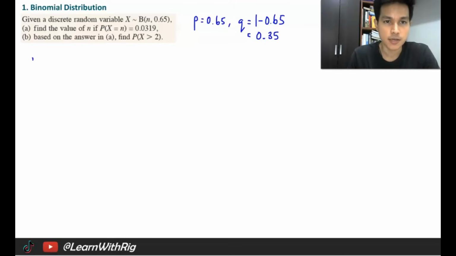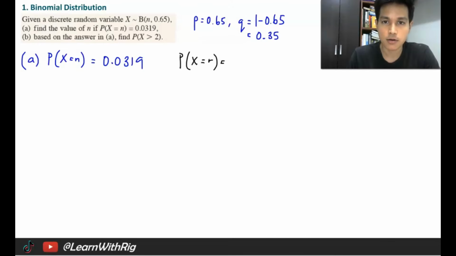So now question A. All this while we were solving the forward method, right? That means we find the p, q, n and r value, and then from there we solve the probability. But in this case now, they tell you to find the n value if X is equal to n. So the probability of X equals n, they gave you the probability, which is 0.0319.